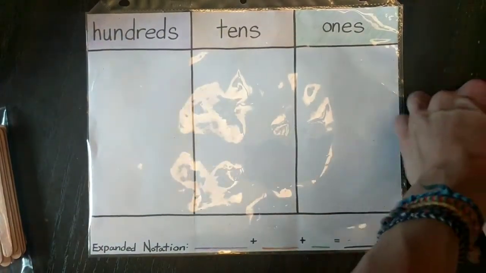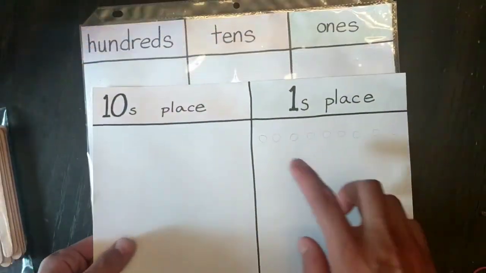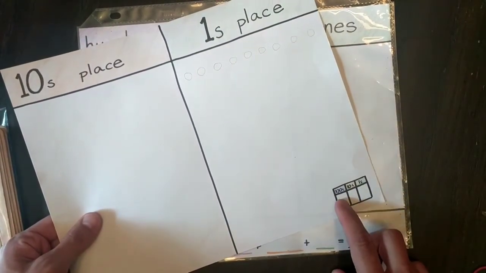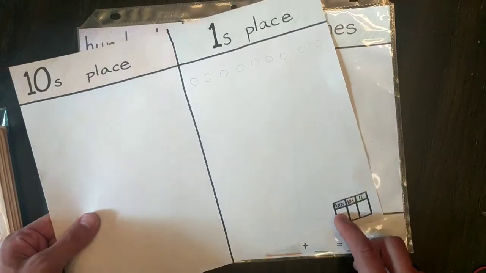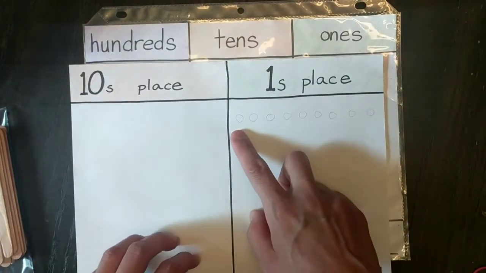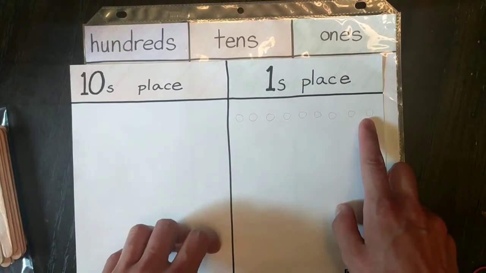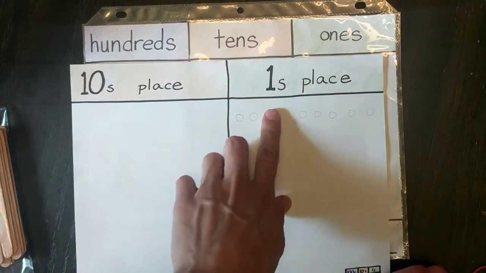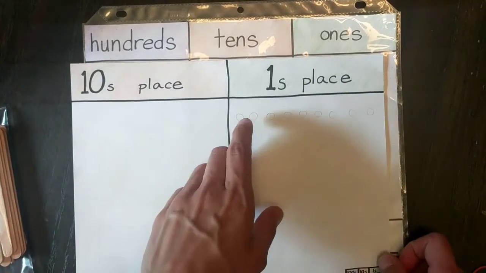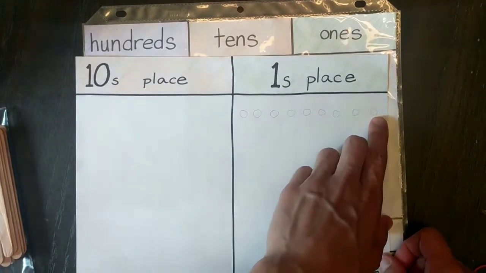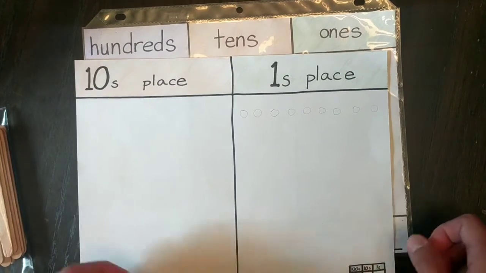And then something to notice over here, it only has the tens and ones place, but there is this little detail down here showing that there would be a hundreds place next to it. And in the ones place, I put 9 little circles, and those are to be covered up by the popsicle sticks. That way, there's a visual reminder that there cannot be more than 9 in the ones place.